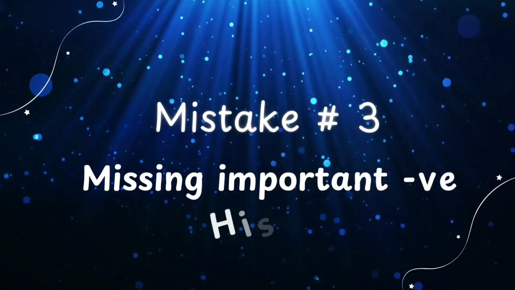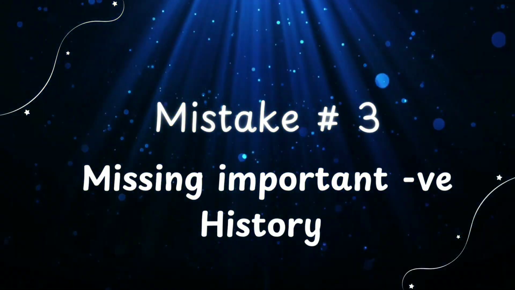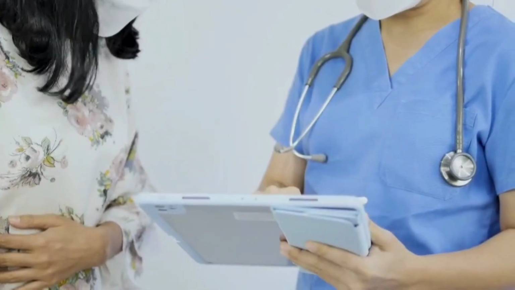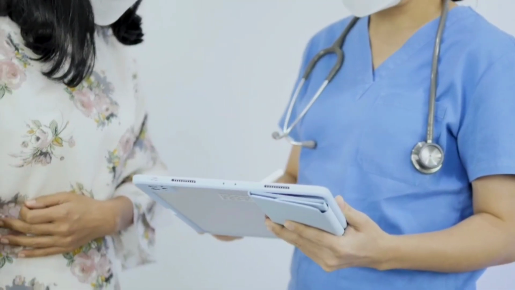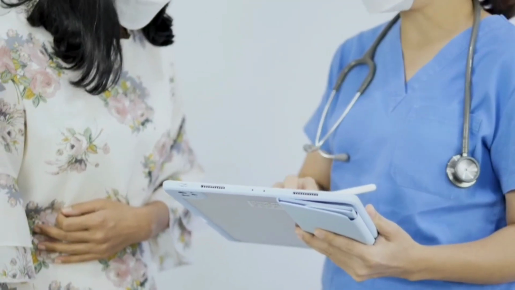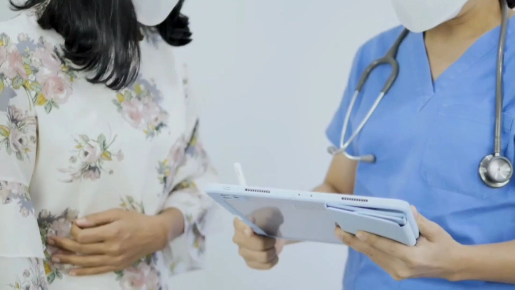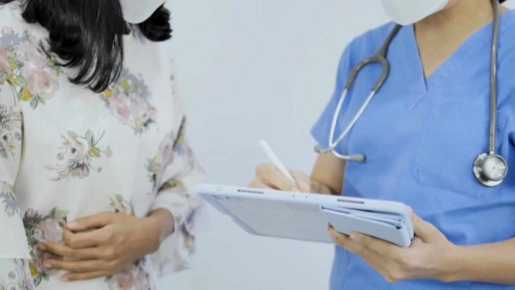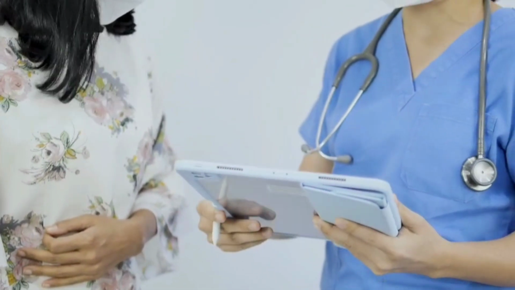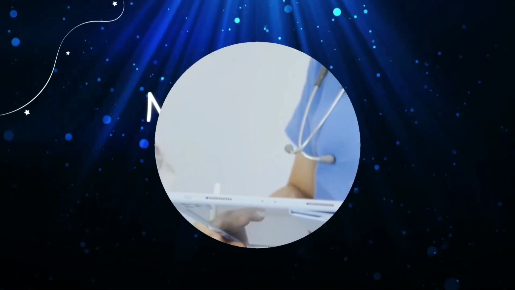Mistake number 3. Missing important negative history. Suppose you are presenting a case of shortness of breath. If you do not mention that the patient has no chest pain, no palpitations, no orthopnea and no PND, examiners will assume that you didn't ask. Always highlight relevant negatives to show that you have thought about the differentials.